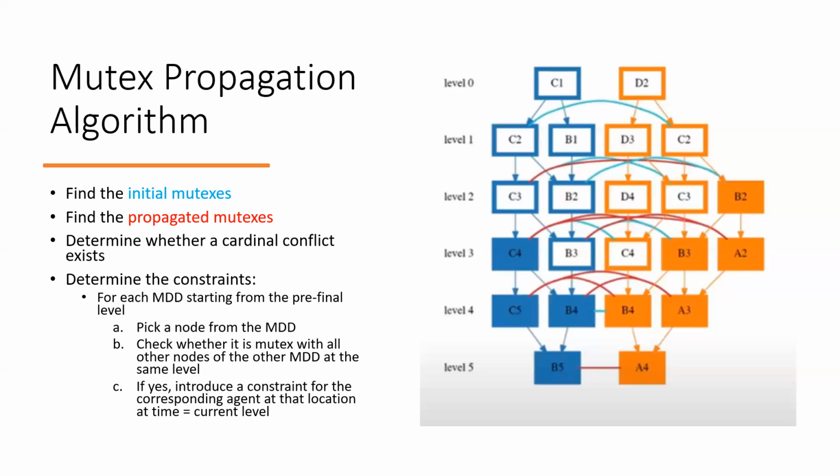So let's say we take the blue B4. If it is mutex with orange B4 and orange A3, then that is a constraint which we'll be introducing. We will say that agent 1 cannot be in location B4 at time step 4, which corresponds to the level of that particular multi-value decision diagram of that particular agent. So that's how we introduce constraints and we resolve them all at once. Next slide, please.